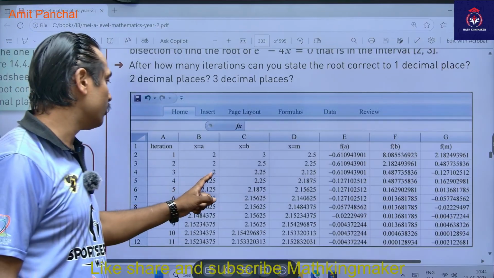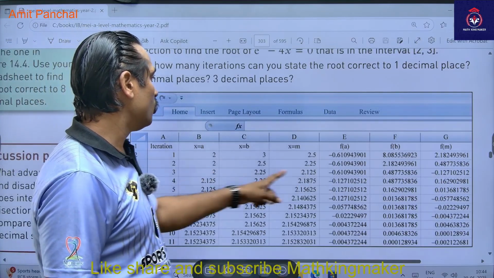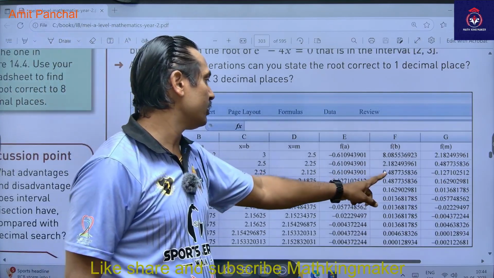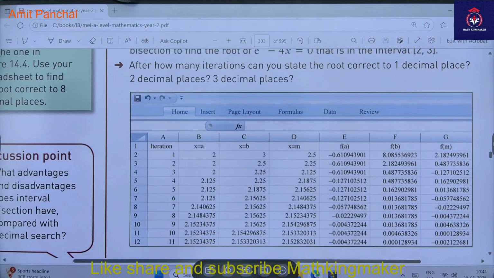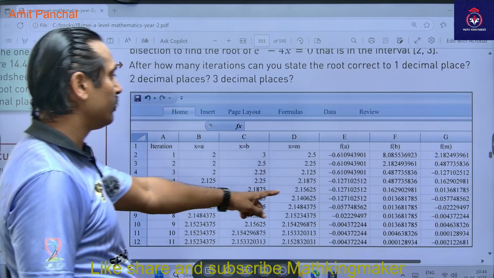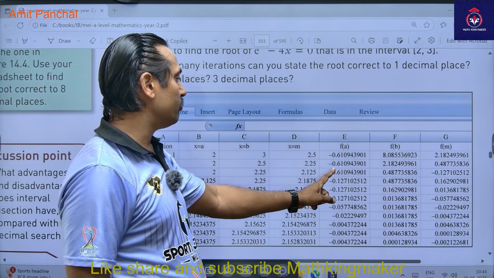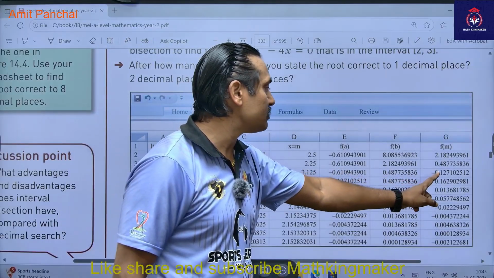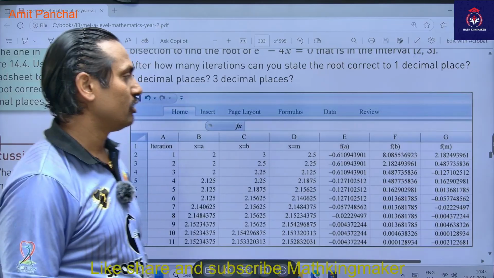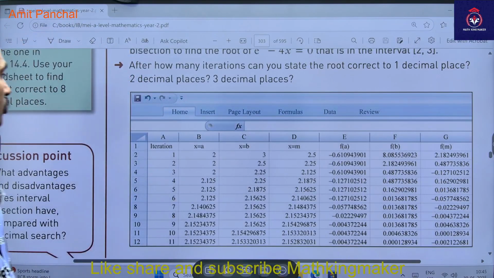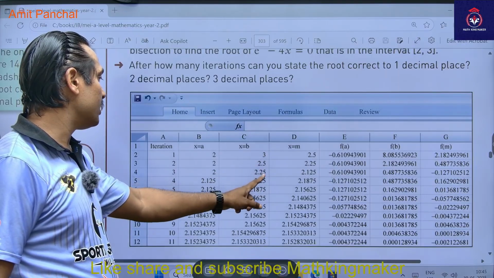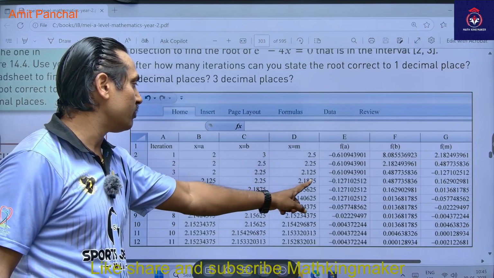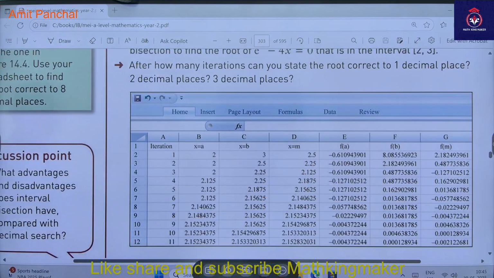Now you check the value of f(x) at 2, it is negative, at 2.25 it is positive, and at 2.125 it is again negative. That means you have to leave this value, because it is negative 0.61 and it is negative 0.12, which is closer to 0. So 2.125 will become your A, and B will become 2.25, and the midpoint is 2.1875.